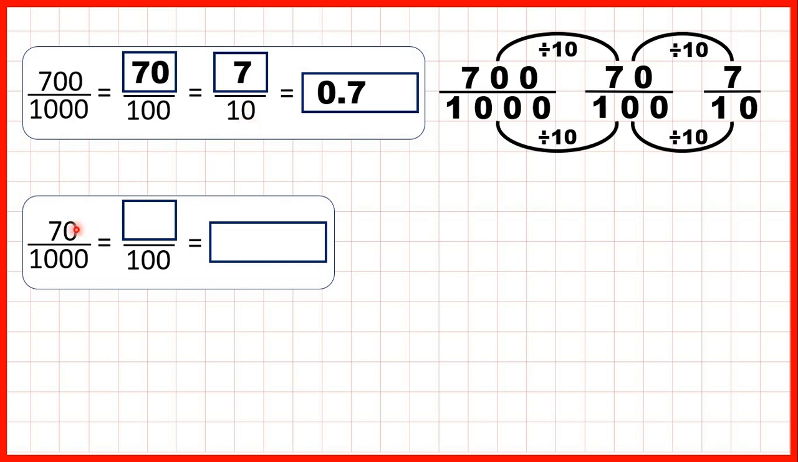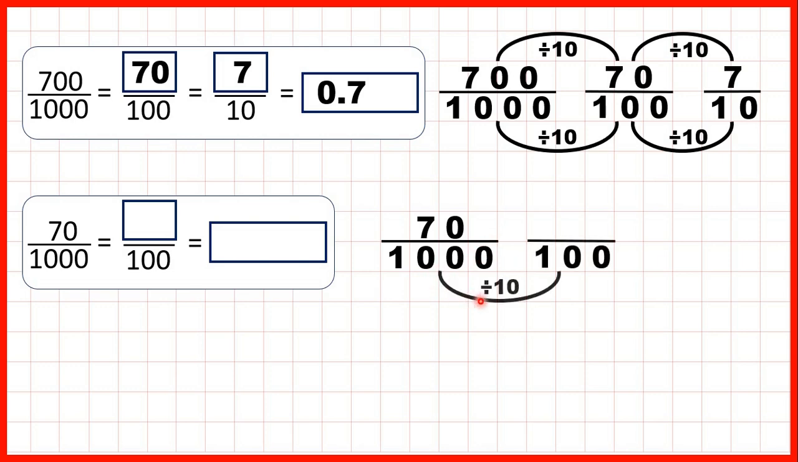Now we have 70 thousandths. We need to find how many hundredths that is. Well, to get equivalent fractions, we can use division. So 1000 divided by 10 is 100, and 70 divided by 10 is 7. So 70 thousandths is equivalent to 7 hundredths.